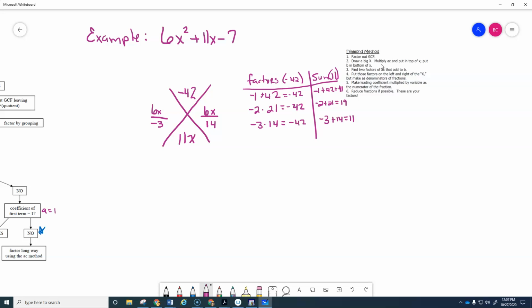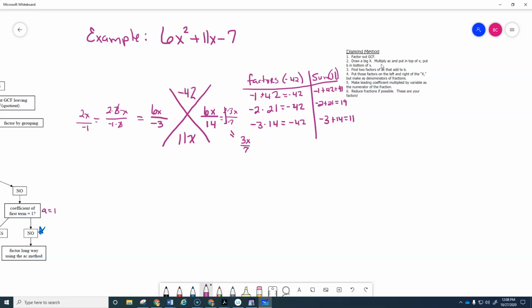Now it says reduce these fractions. So reduce them if you can. So yes, I can reduce that fraction. That's 2 times 3 times x, and that's negative 1 times 3. So those will cancel out. So I'm left with 2x on top and a negative 1 on bottom. And this one is 2 times 3 times x, and this is 2 times 7. The 2's cancel out, so that leaves me with 3x over 7.